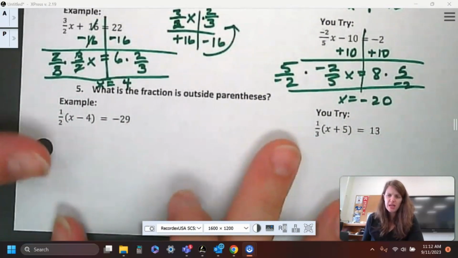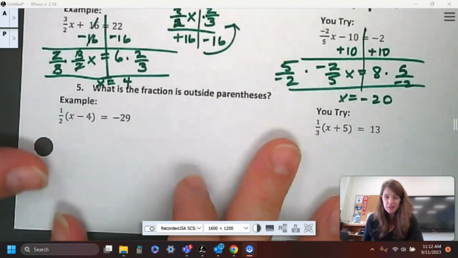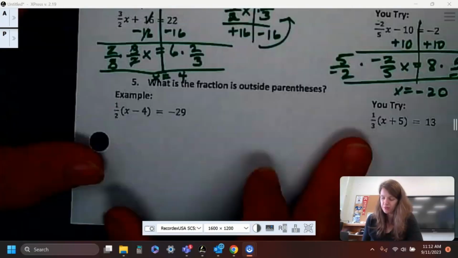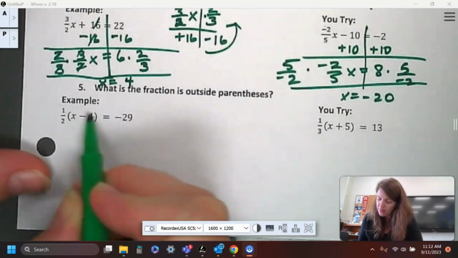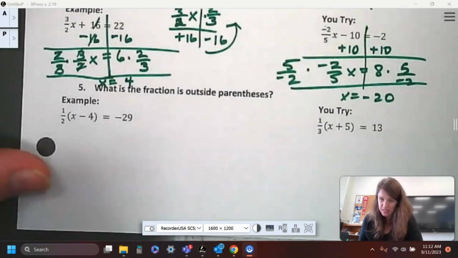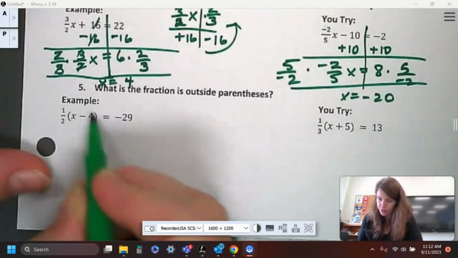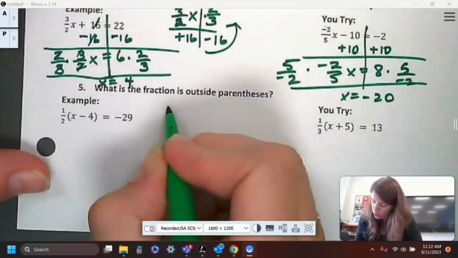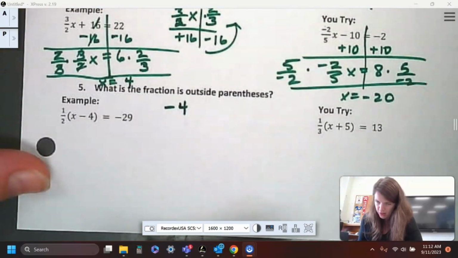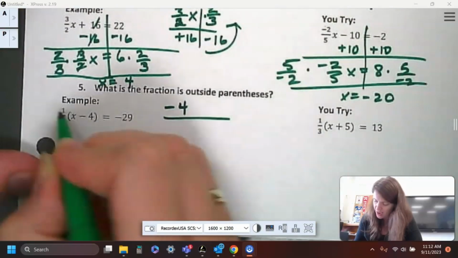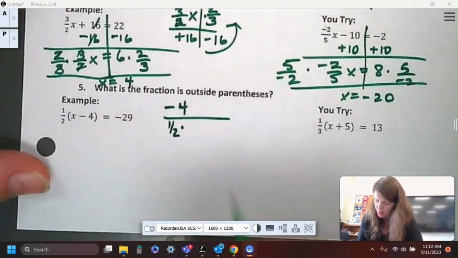What if the fraction is outside of a parentheses? Okay, so this one's a little different, right? Just slightly different, because what we actually see is that the x minus 4 is the first thing that's happening to the x. These are together first because we always have to start in parentheses because of PEMDAS, right? So we see negative 4 as our first thing that happens to the x, and then after that we have a 1/2 times it, right?